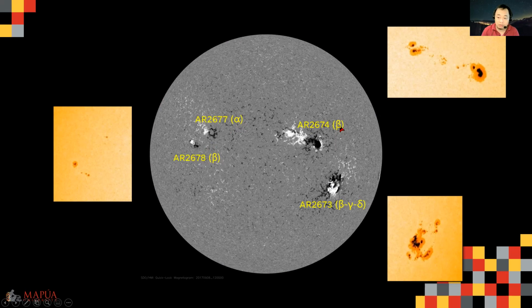2678 and 2674 are both beta class. However, 2673 is a very complicated active region. This is a beta, gamma, delta class. It's very, very complicated. Okay, so that's the reason why, because this is a very active region.